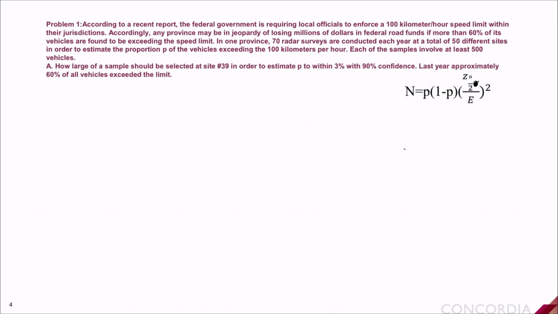The first step we're going to do is highlight the important information the problem gives us. They tell us that we're estimating P within 3% with a 90% confidence, and last year 60% of the vehicles exceeded the limit. The problem is asking us to find n, which is unknown. They tell us that the proportion from last year is equivalent to 0.60, and that the confidence level is equal to 90%. Based on the confidence level, we can find the alpha.